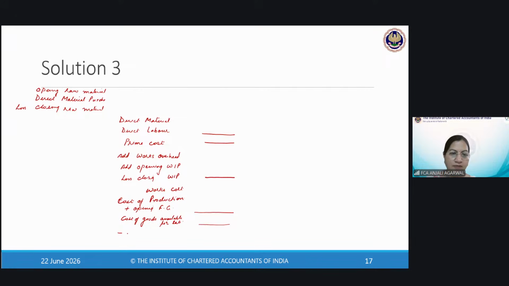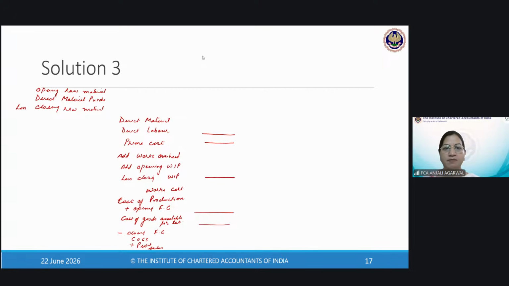And from this, you will subtract closing finished goods, which will give you cost of goods sold. And then you have the last two things, profit and sales, right? So just put in the figures that you have here, and you will immediately know how you will solve this question.